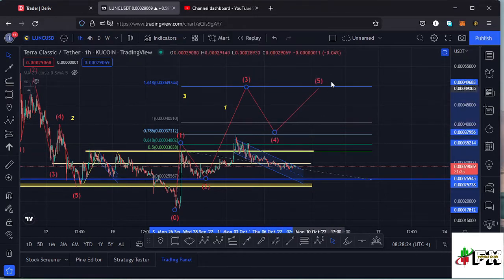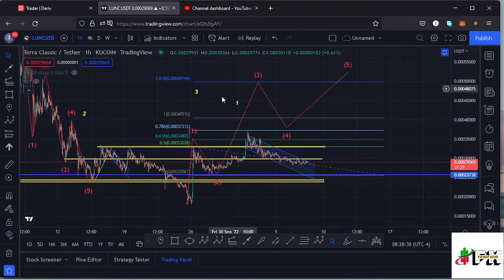Then see a bit of a retracement to the lower side in the formation of a wave 4, then continue pushing higher in the formation of a wave 5 to complete that higher Elliott wave count 1.